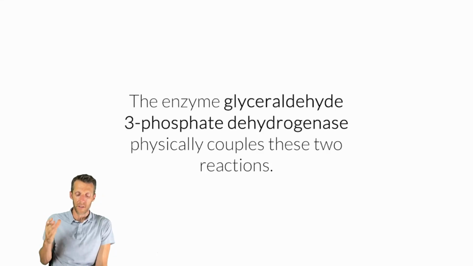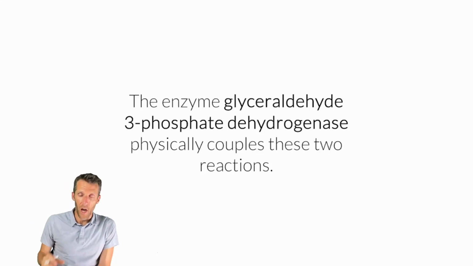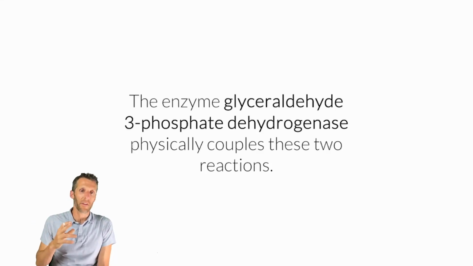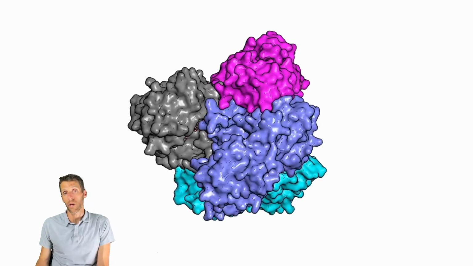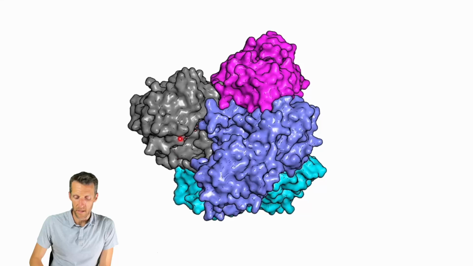So glyceraldehyde 3-phosphate dehydrogenase is going to do both the oxidation and the phosphorylation all in one active site. And it's a cool enough mechanism, and a good enough way to see how this works, that I thought we'd actually go through it in a little bit of detail. So what I'm showing here is the enzyme.